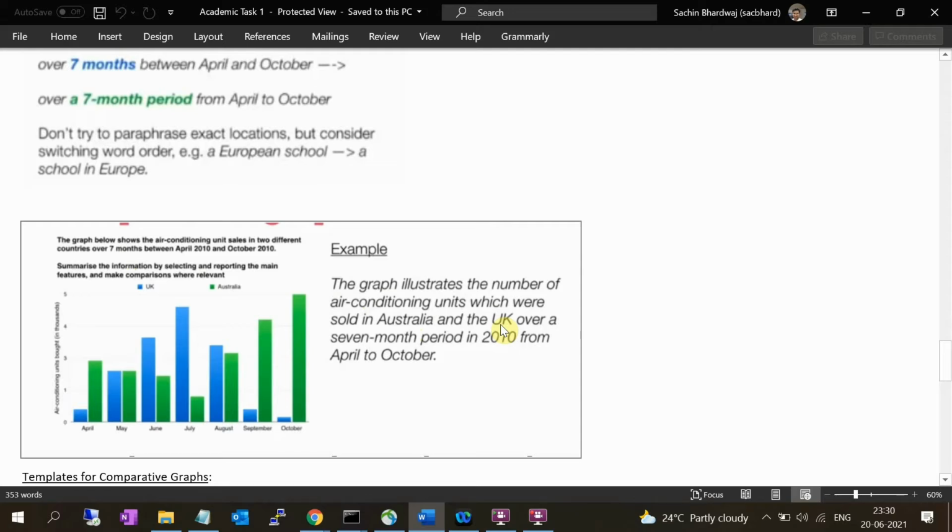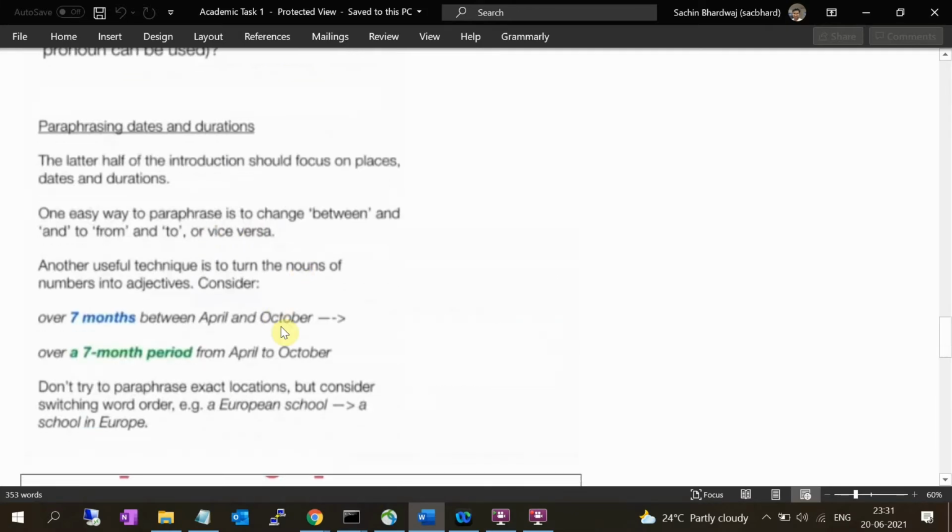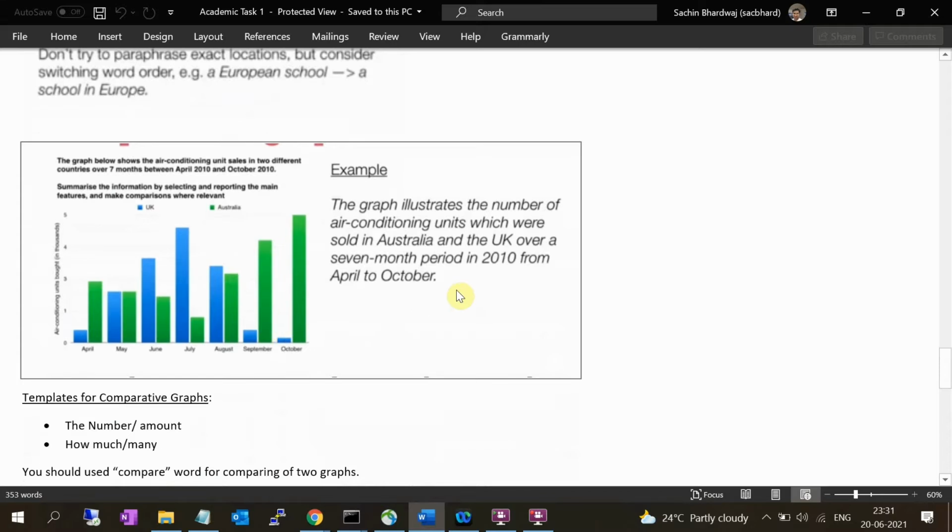Let's stop there, because at the top it is written: the graph below shows the air conditioning unit sales. Then this is our second part, which we have to focus on: dates and duration. How are we going to cover this? They have written 7 months between April 2010 and October 2010. You have changed your sentence here. It has become: over a 7 month period in 2010 from April to October.